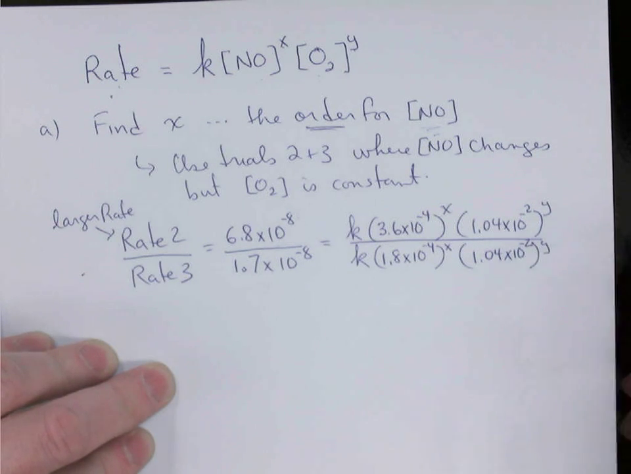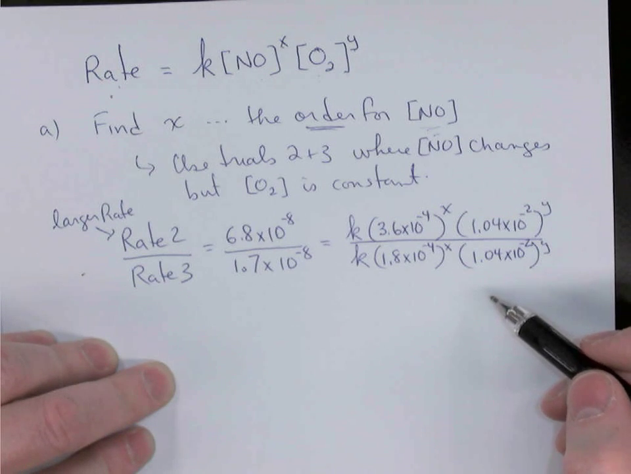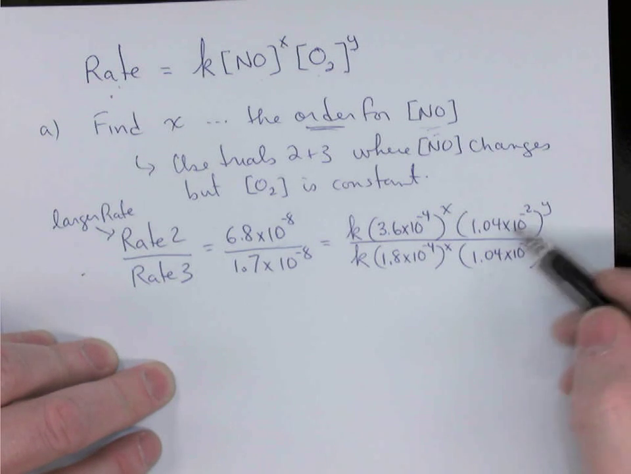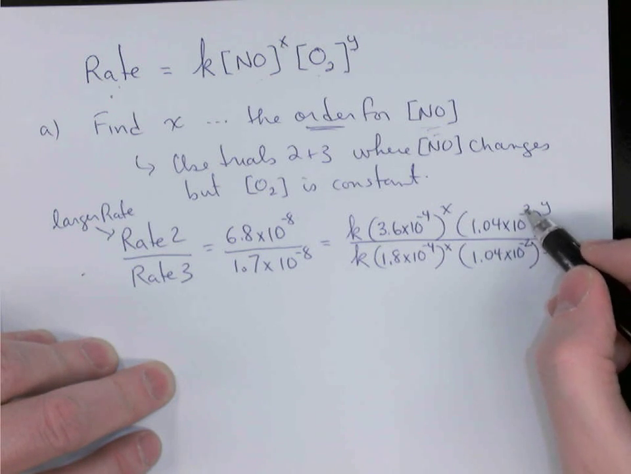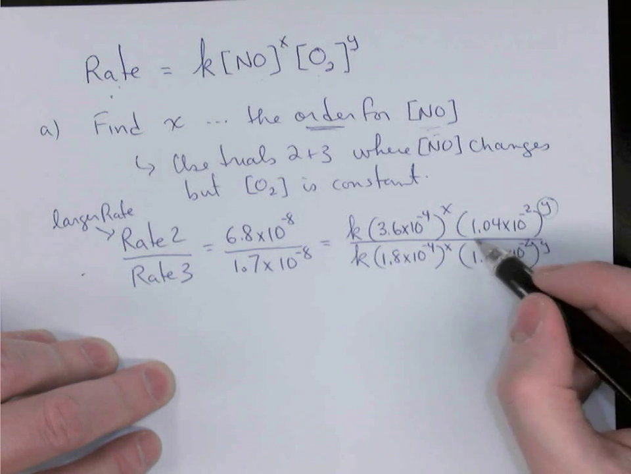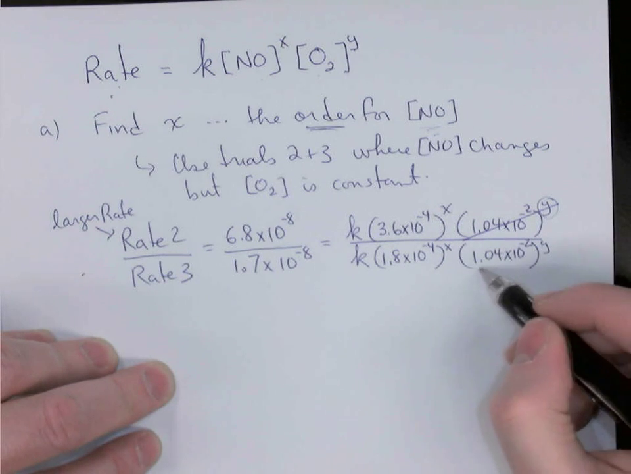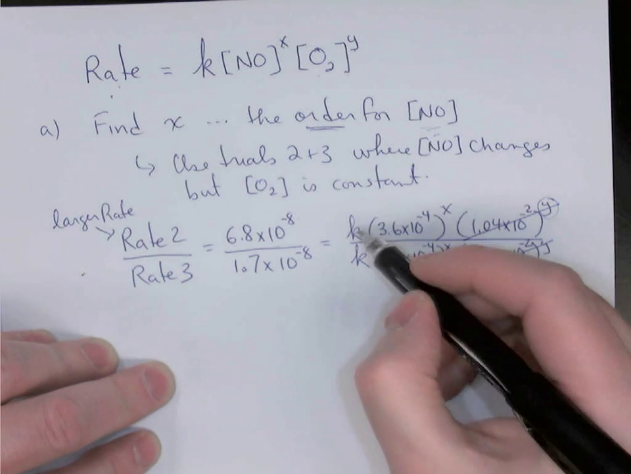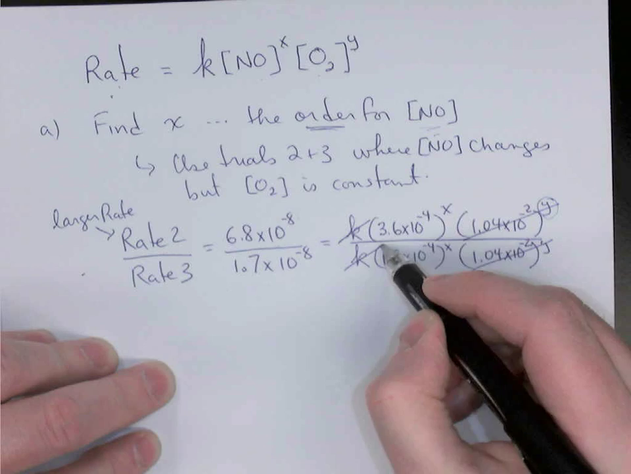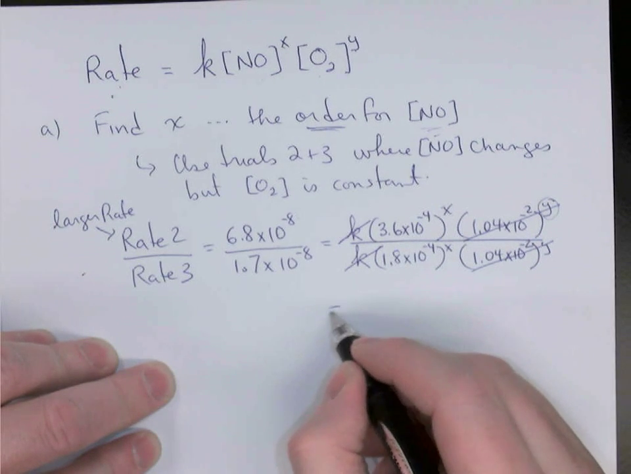Now notice, because we kept the O2 concentration the same, something interesting happens here. The O2 concentration, 1.04 times 10 to the minus 2, to the power of Y, cancels on top and on the bottom, because it was held constant. Similarly, the rate constants also cancel. So let's see what we have left.